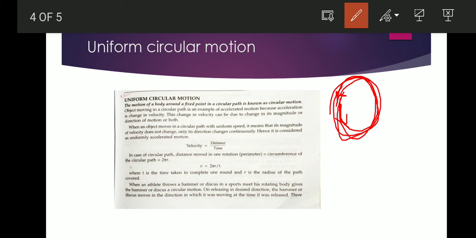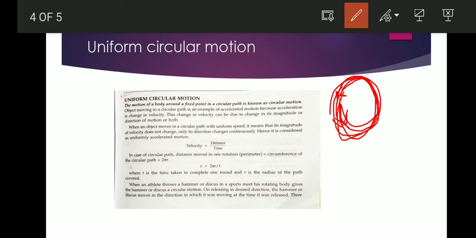Motion around a circle, or circular motion, is an example of acceleration. Why is it a good example of acceleration? Because if we change our direction, it implies that we are changing our velocity. When an object moves in a circular path with uniform speed, it means that the magnitude of its velocity does not change, only its direction changes continuously. Hence, it is considered as uniformly accelerated motion.